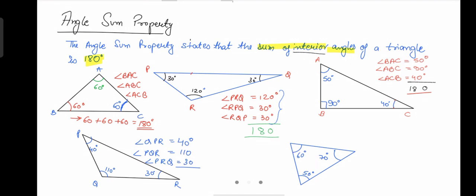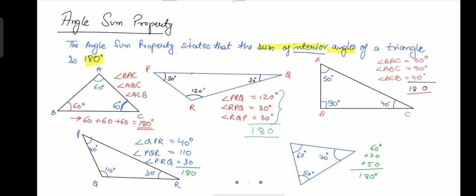If you find the sum of it, you must have found that it is also equal to, sorry, 180 degrees. If you do it for the last figure also, you will find that 60 degrees plus 70 degrees plus 50 degrees is also equal to 180 degrees. So we find out what the angle sum property is. It just tells us that if you find the sum of the interior angles, it is going to come out to be equal to 180 degrees.